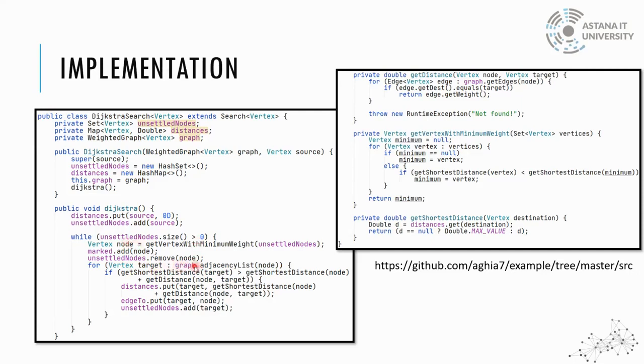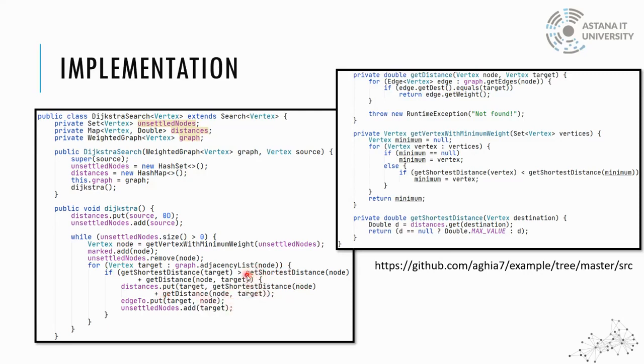So next I use another loop, vertex target inside graph adjacency list node, the adjacency list for the particular node that I'm removing, because I actually haven't finished yet with that node. So I should finish that only in here. I'm just saying if get shortest distance target is more than get shortest distance node plus get distance node target, in that case I just say distances.put target and get shortest distance node plus get distance node target.